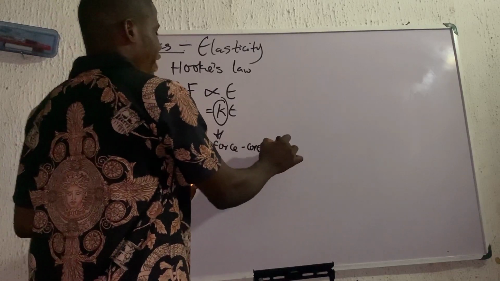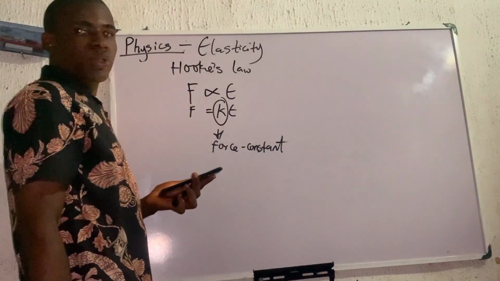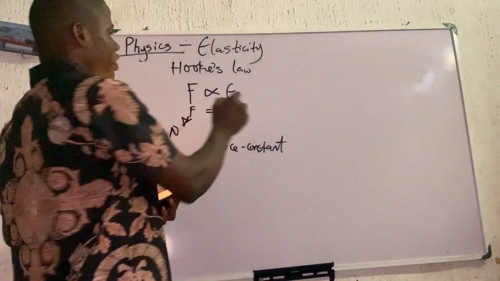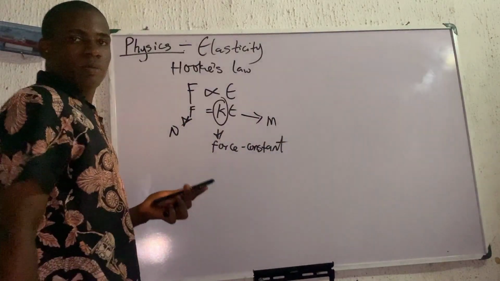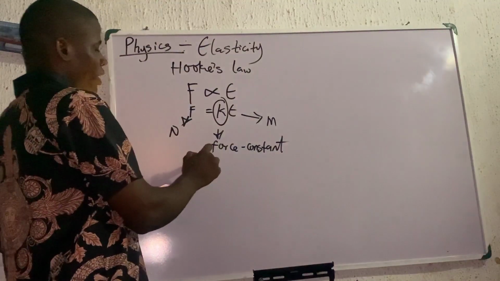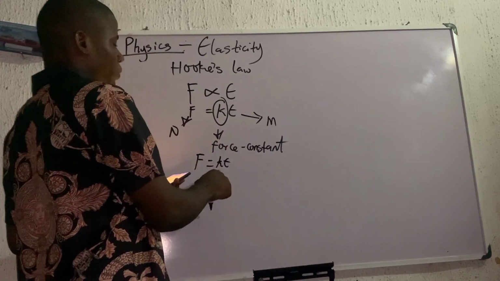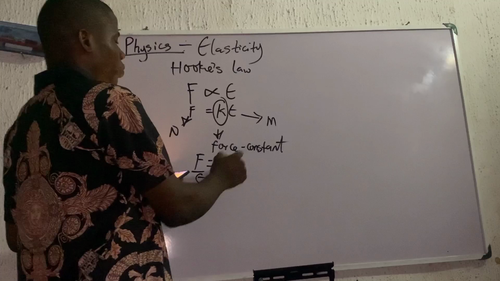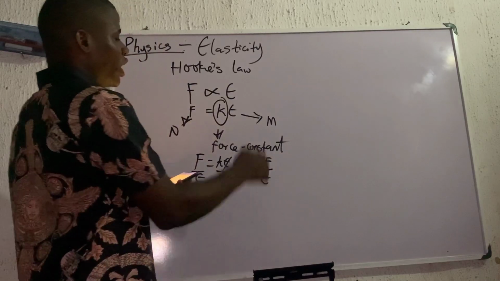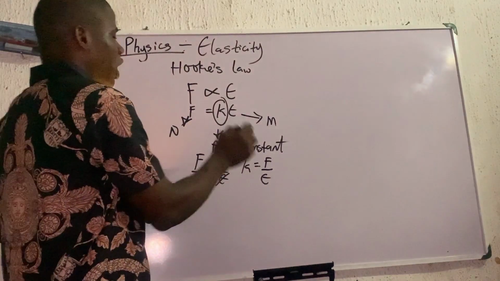The force constant. It is a constant. And it is the force required to produce a unit extension. Now this is force in Newton. This is extension in meters. If I make force constant subject of formula, I originally have that F is equals KE. Make K subject of formula, you have to divide both sides by E. When you cancel both sides, we have that force constant is equals force all over E. It is the force required to produce a unit extension. And this is Hooke's law that I'm talking about.